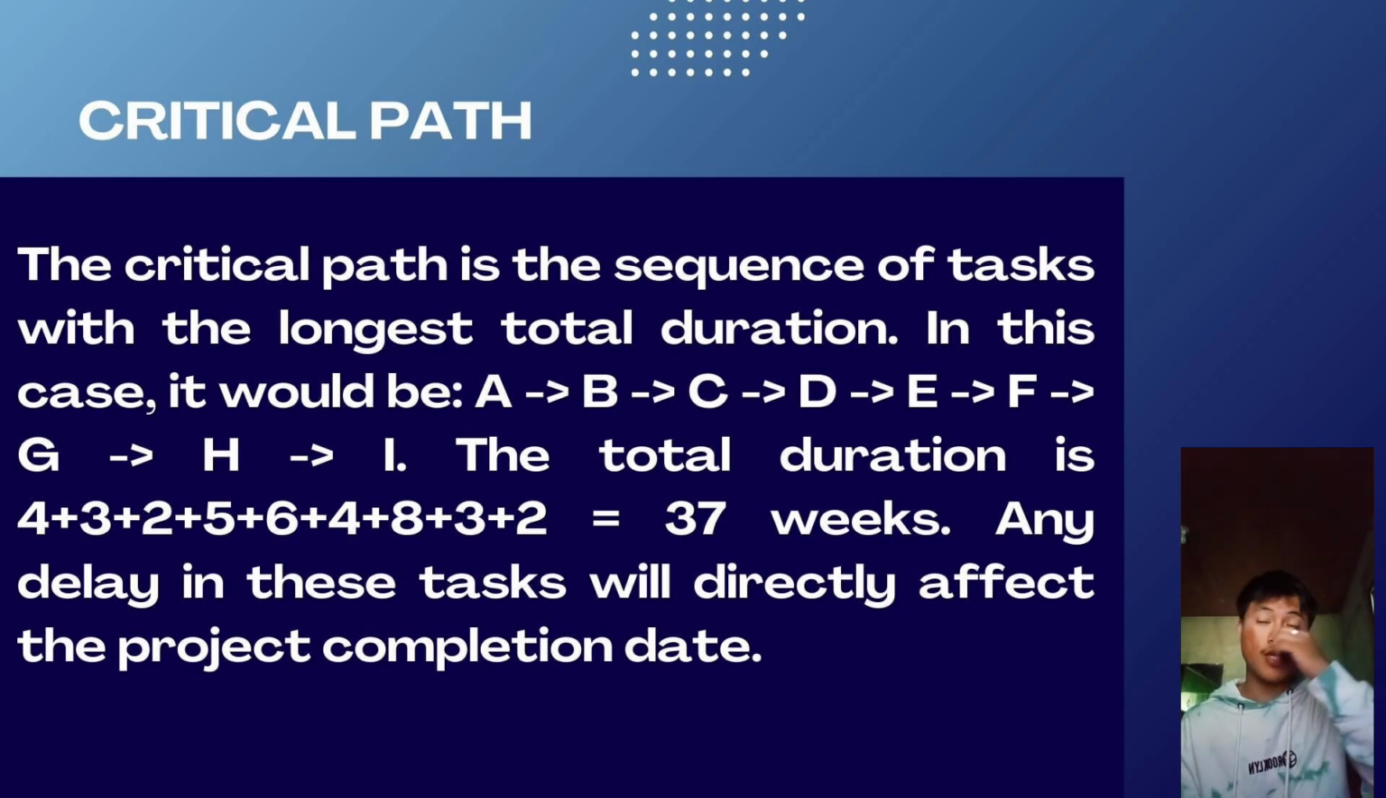So the total duration: A is 4 weeks, B is 3 weeks, and so on. So 4 weeks plus 3 weeks plus 2 weeks plus 5 weeks plus 6 weeks plus 4 weeks plus 8 plus 3 plus 2 weeks equals 37 weeks. Any delay in these tasks will directly affect the project completion date.